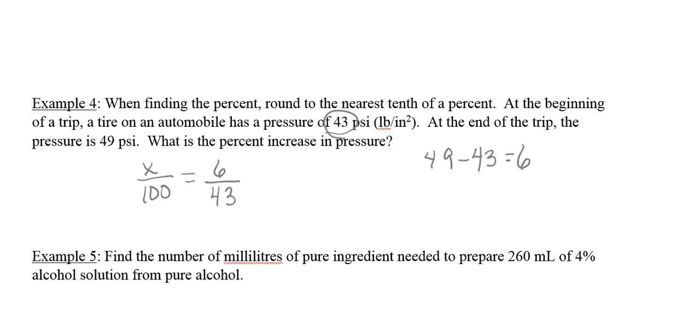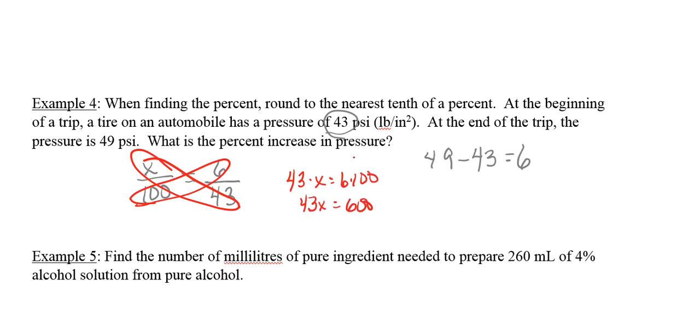So now that I have it set up, we're going to do our cross multiplying. 43 times x equals 6 times 100. Go ahead and divide by our 43. So our pressure increased approximately 14%. I got 13.95, so I rounded to 14.